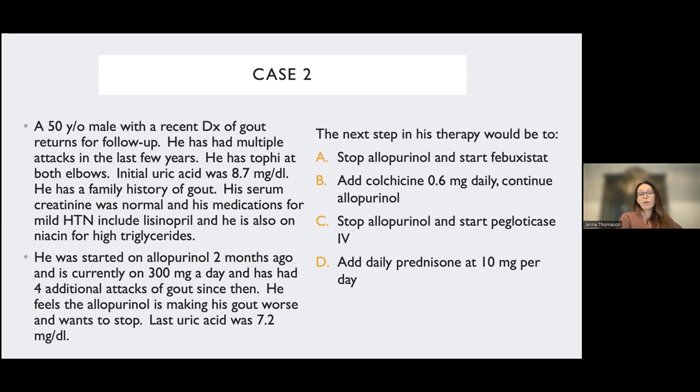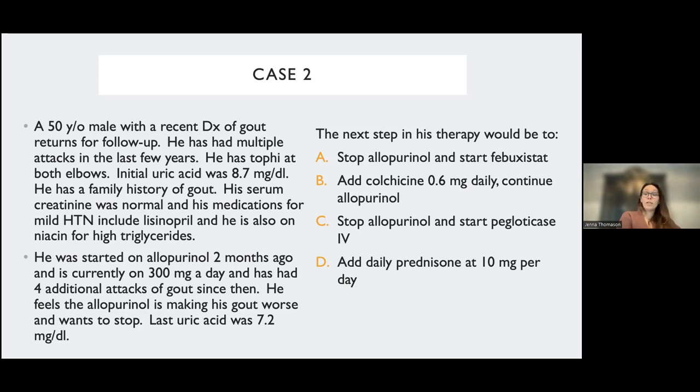He was started on allopurinol 2 months ago and is currently on 300 milligrams a day and has had four additional attacks since then. So he tells you, I hate this medicine. I can't believe you gave it to me. It totally made me worse. I don't want to take it. And in this time that he's been on allopurinol, his uric acid has dropped to 7.2.